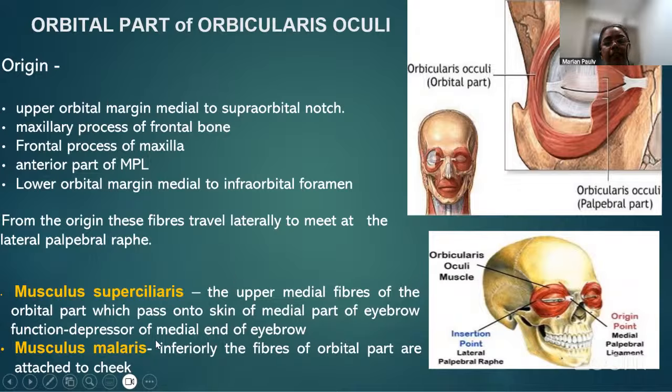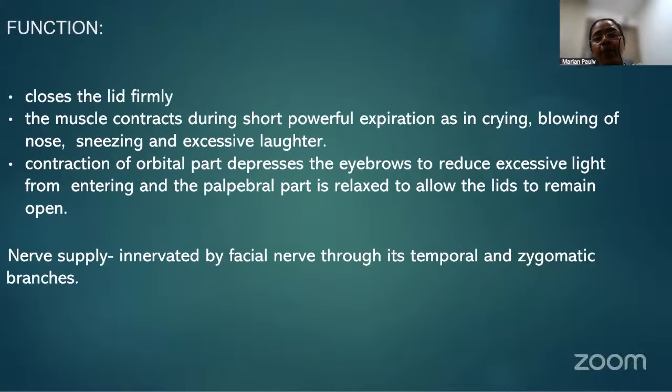Again, this has two parts. Musculus superciliaris: they are the upper medial fibers of the orbital part, which pass on to the skin of the middle part of the eyebrow and function as the depressor of the middle end of the eyebrow. Another part is musculus malaris. As the name indicates, it is inferior and the fibers are attached to the cheek. The function is that it closes the lid firmly.